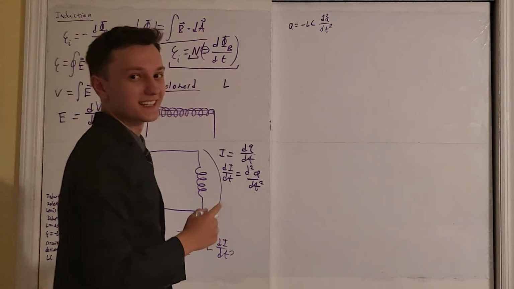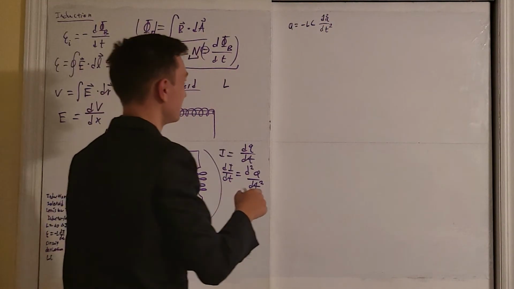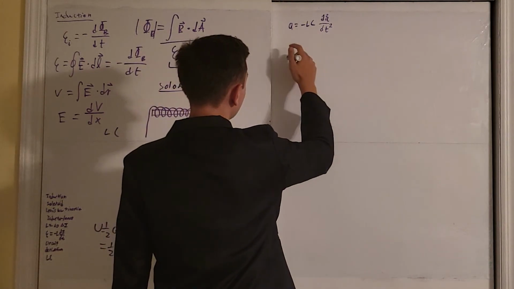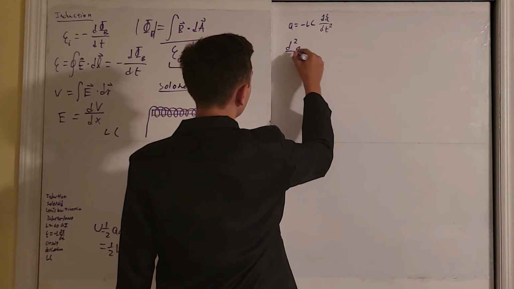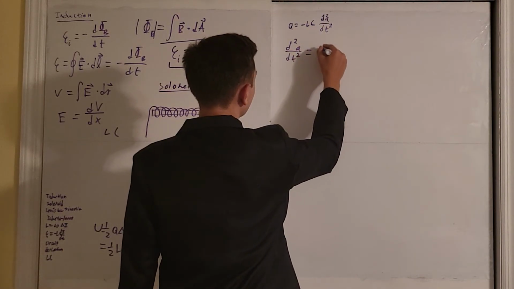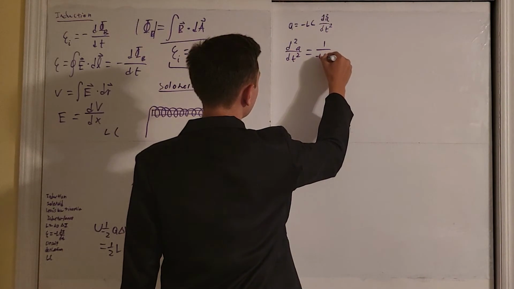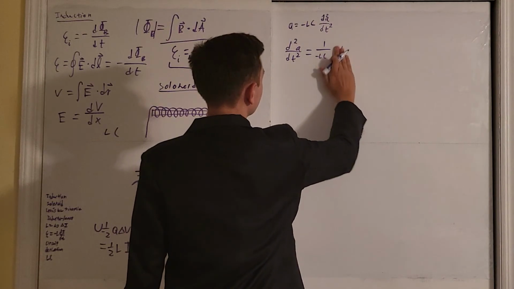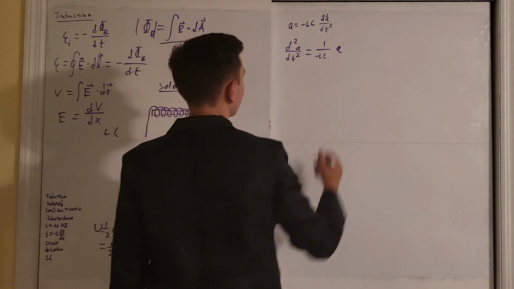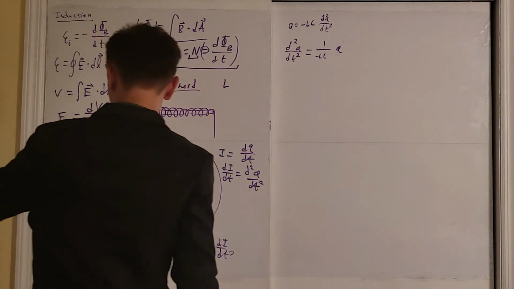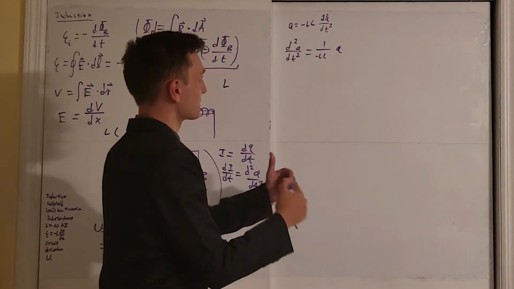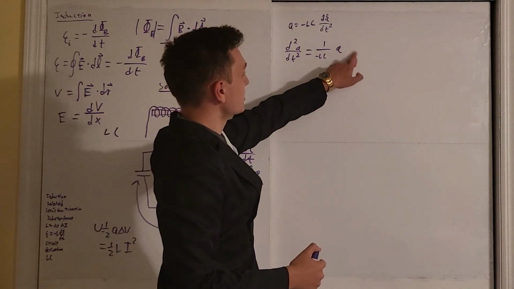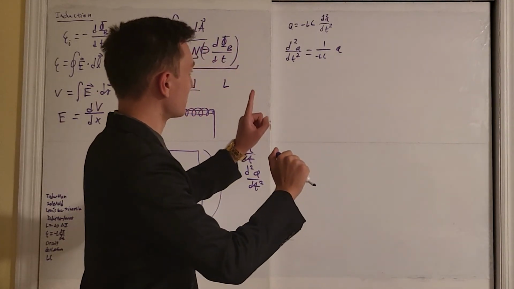Now, some people may not see it yet, so I'm going to help them out. I'm going to move my LC back to the other side, and I'm going to say d squared Q over dt squared equals 1 over negative LC Q. Let's use the same Q's. Now, here's what I'm going to do. I'm going to change my variables around a bit. I'm not going to change the equation at all, I'm just going to change the letters.